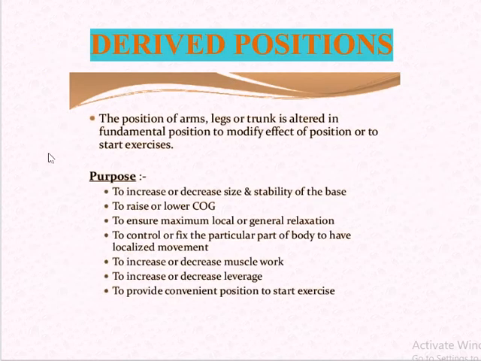So what is the purpose of derived positions? The position of the arms, legs, or trunk is altered in a fundamental position to modify the effect of the position or to start exercises. Purposes: to increase or decrease the size and stability of the base, to raise or lower the center of gravity, to ensure maximum local or general relaxation, to control or fix a particular part of the body to localize the movement, to increase or decrease muscle work, to increase or decrease leverage, and to provide a convenient position to start exercise.